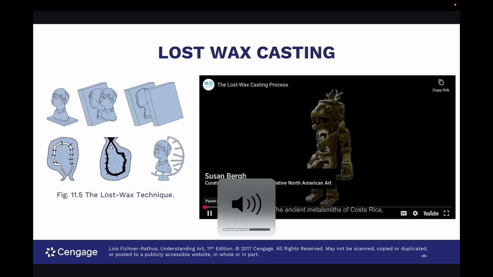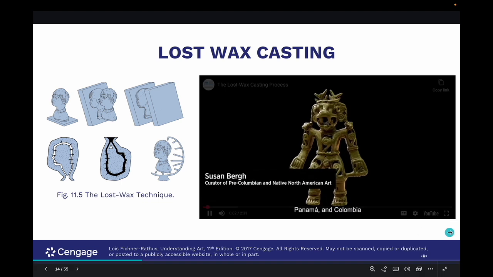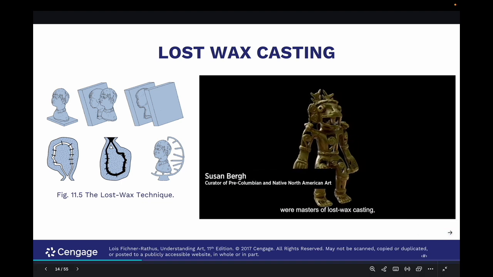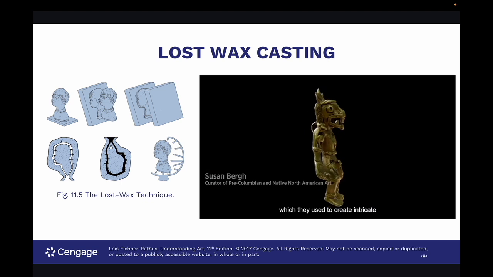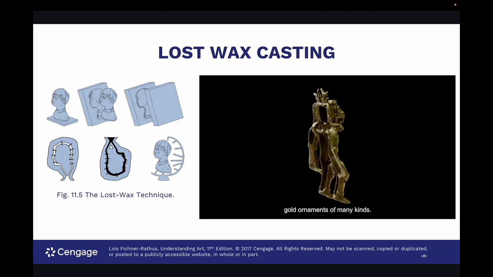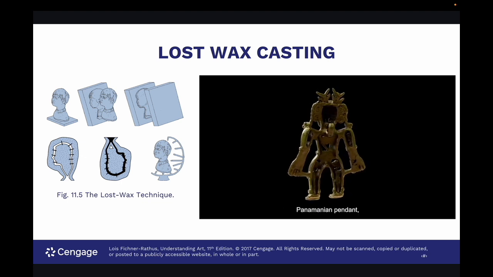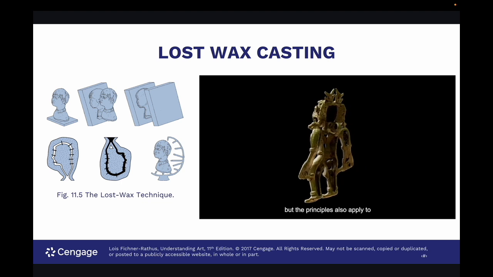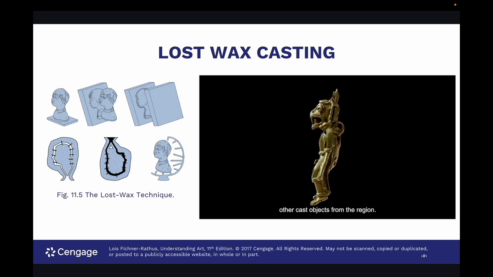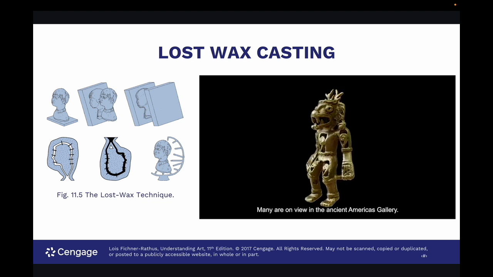The ancient metalsmiths of Costa Rica, Panama, and Colombia were masters of lost wax casting, which they used to create intricate gold ornaments of many kinds. This animation reconstructs the stages involved in casting one Panamanian pendant, but the principles also apply to other cast objects from the region. Many are on view in the Ancient Americas Gallery.